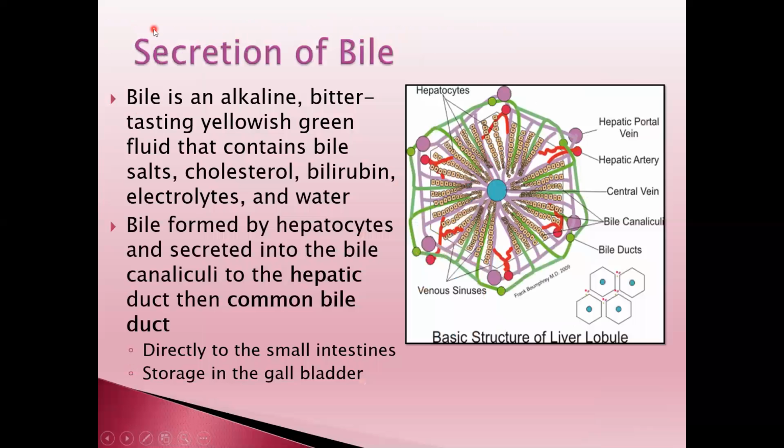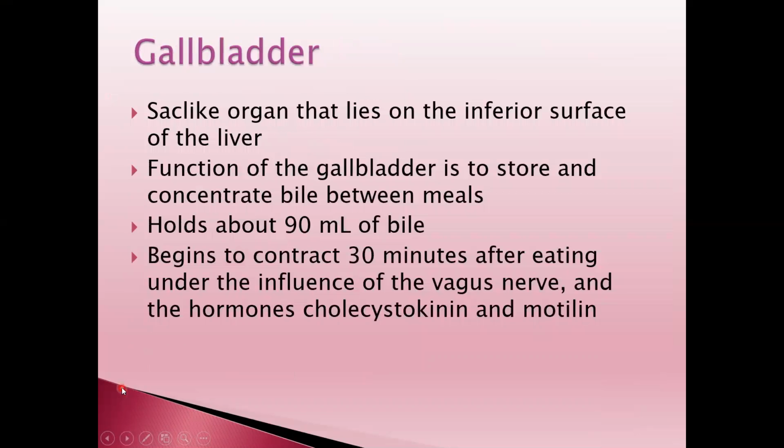So the secretion of bile. Bile is an alkaline, bitter-tasting, yellow-green fluid that contains bile salts, cholesterol, bilirubin, electrolytes, and water. Bile is formed by the hepatocytes, and it's secreted into the bile canaliculi, to the hepatic duct, to the common bile duct. And then it goes into the small intestine, and it's stored in the gallbladder if it's not used. And it's used for fat digestion.